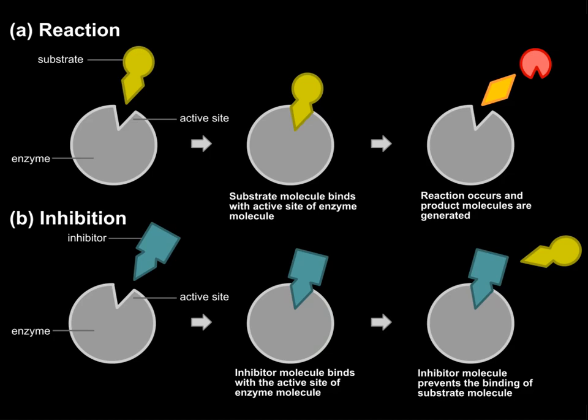Okay, so just to give you an example of how this goes. Along the top, you have a normal reaction where the substrate binds to the enzyme. You have the enzyme substrate complex, and then it releases the products. Below, you have inhibition where something else binds to the active site, and that prevents the substrate from binding to the active site.